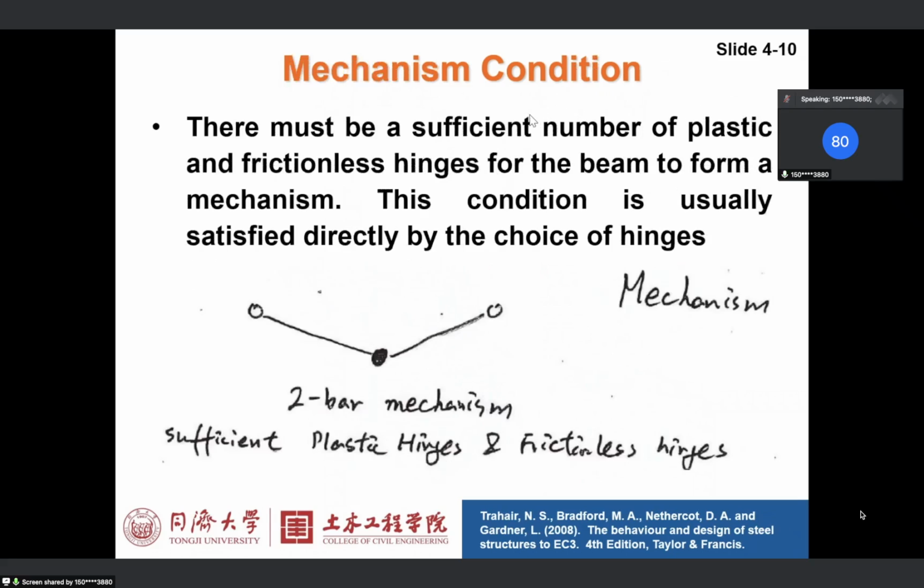Okay, how about the mechanism condition? As I mentioned, there must be a sufficient number of plastic hinges and frictionless hinges for the beam to form a mechanism. This condition is usually satisfied directly by the choice of hinges. For example, if you want to make a 2-bar mechanism, you should know which locations should have hinges. So you guess, and normally it should be fine. Sufficient plastic hinges and frictionless hinges means that the mechanism condition is satisfied.